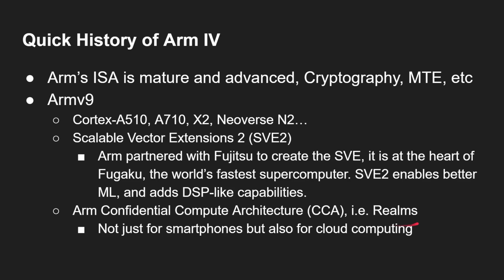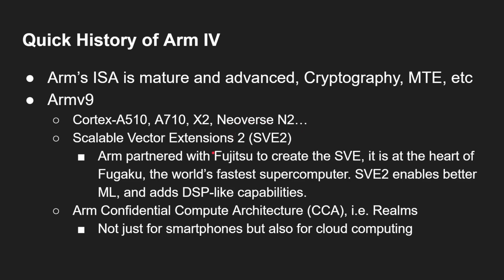So we're talking about things like cryptography extensions, memory tagging extensions, modern things to do with security and making sure that the malware can't run and access different parts of the memory that it shouldn't do. And the result of that, in this process of maturing the architecture, we're now up to the V9 architecture, so version 9 of the architecture. And the Cortex-A510, the A710, the X2, the Neoverse N2 are all V9 processors. So it's not some sort of vaporware. It's here today in actual processors.